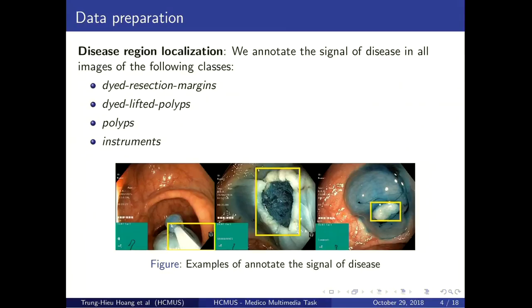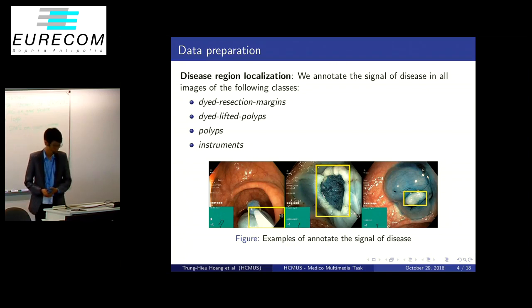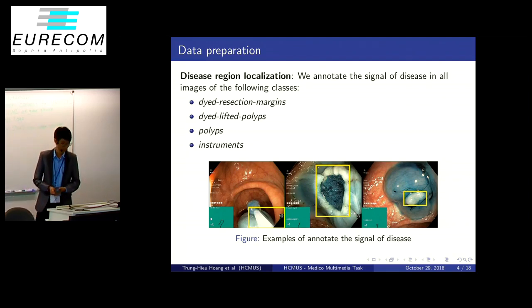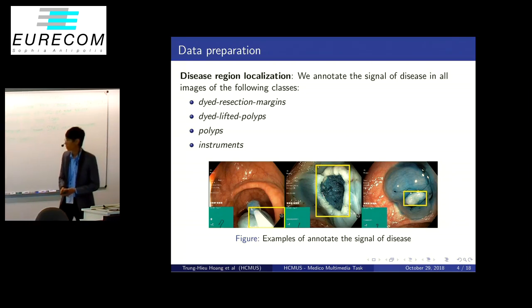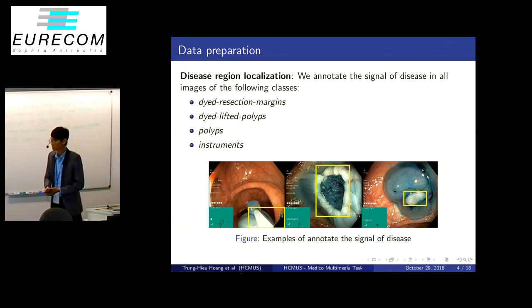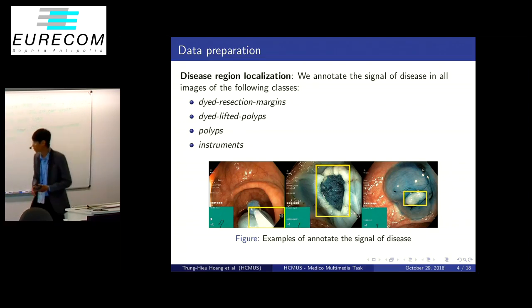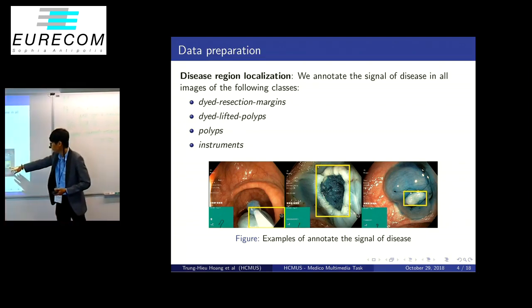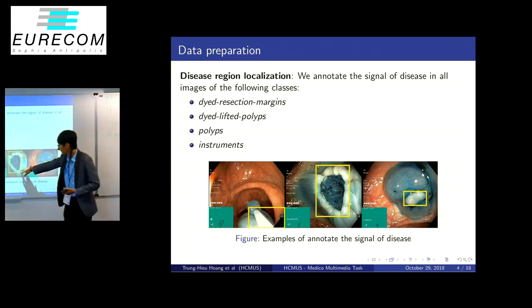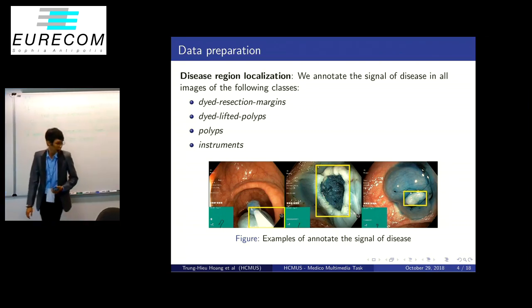But in order for the faster RCNN to be trained, we need to manually tag the signal of disease in the following classes. We decided to choose dye resection machine, dye lifted polyps and instrument. We manually draw the bounding box around the objects. For example, here's the bounding box around the polyps, the resection machine, and the instruments.